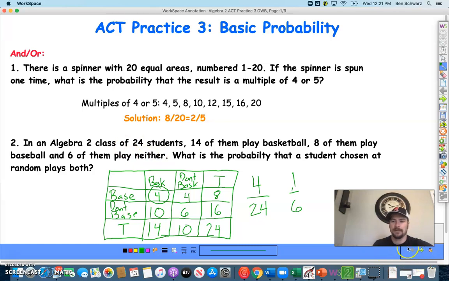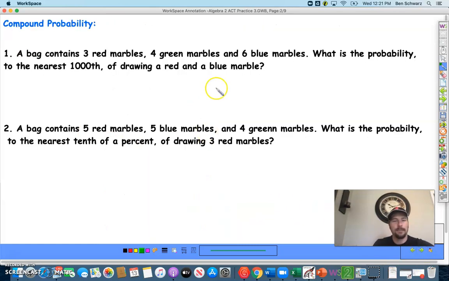Next examples here are called compound probability, so the probability of more than one thing happening. A bag contains 3 red, 4 green, 6 blue marbles. What's the probability to the nearest thousandth of drawing a red marble and a blue marble? Let's start with red. We have a total of 13 marbles here, 3 plus 4 plus 6. So to draw red, it would be 3 out of 13.